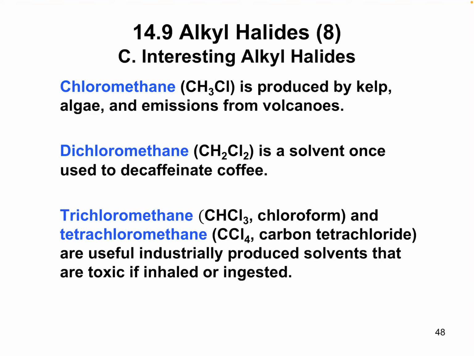So chloromethane is a very, very low boiling compound, which means that on a warm day, it's probably a gas. On a really cold day, it could be a liquid. But it's produced by emissions from volcanoes in small amounts. That's interesting. Dichloromethane is a liquid at room temperature.